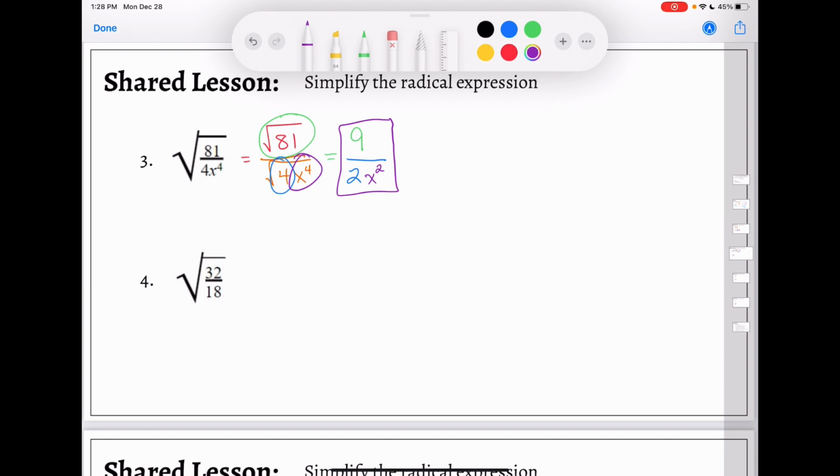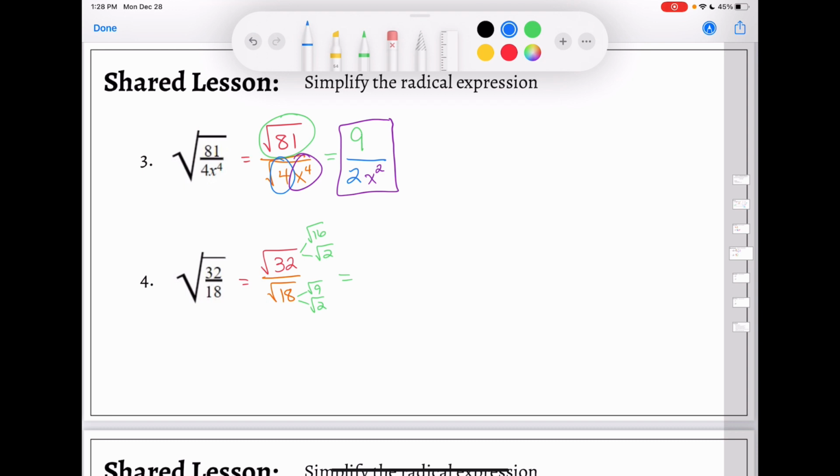Now this one's a little bit trickier, right? Because if we just split it up the way it is, I have the square root of 32 on the top, and the square root of 18 on the bottom. Neither one of those are perfect squares, but I do think I can simplify them. The square root of 32 is the square root of 16 times the square root of 2. And the square root of 18 is the square root of 9 times the square root of 2.